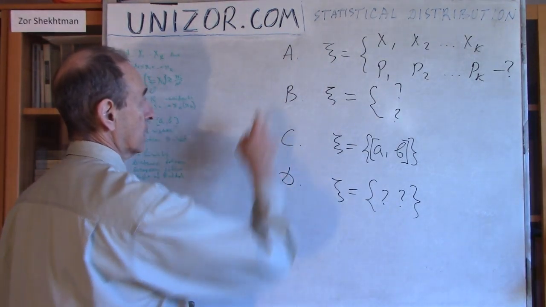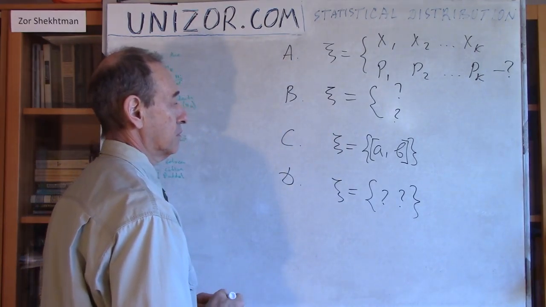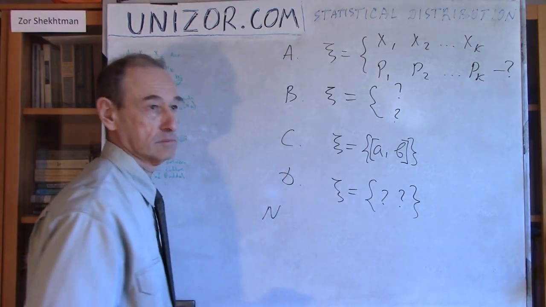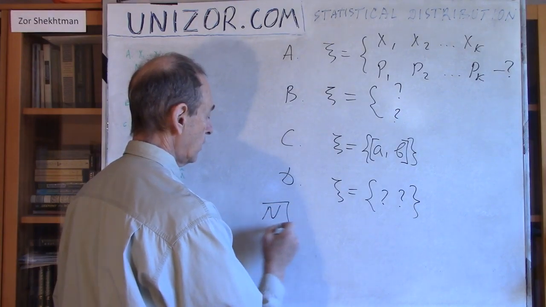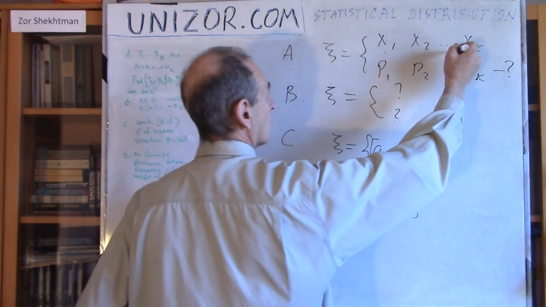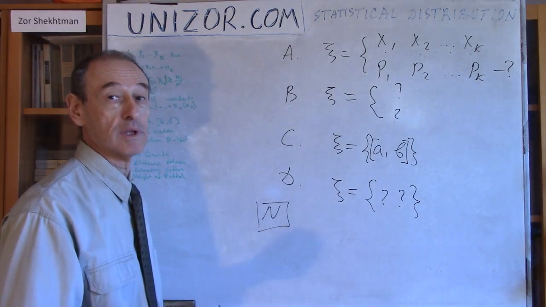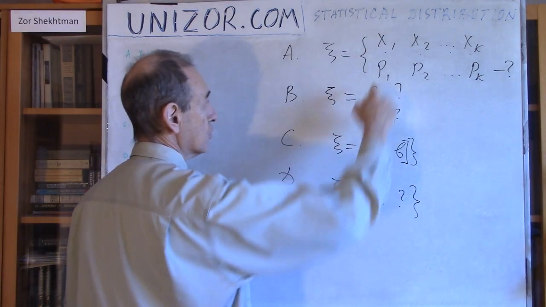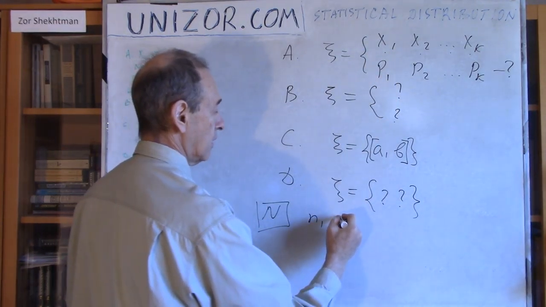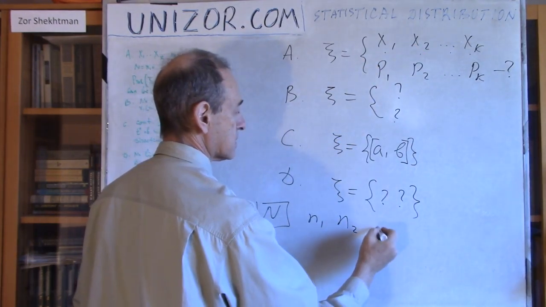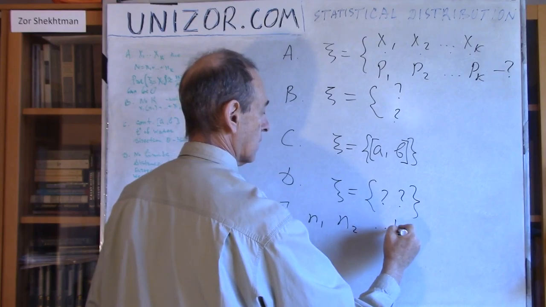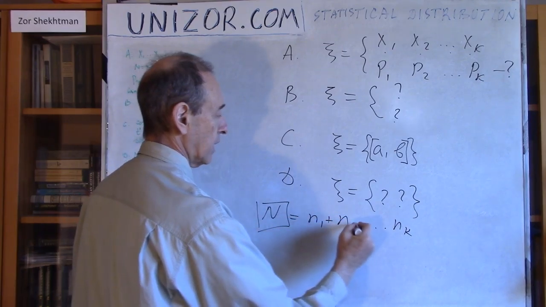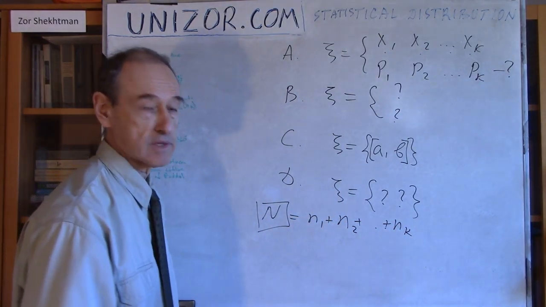Okay, case A. Now, what do we do? Well, we obviously start in this case and in every other case with n experiments. If you have n experiments and you definitely know which values our variable in theory can take, you can actually have numbers. It took value x1 n1 times, value x2 n2 times, etc., and value xk nk times. Obviously, the sum of these is equal to n, because this is the number of experiments.